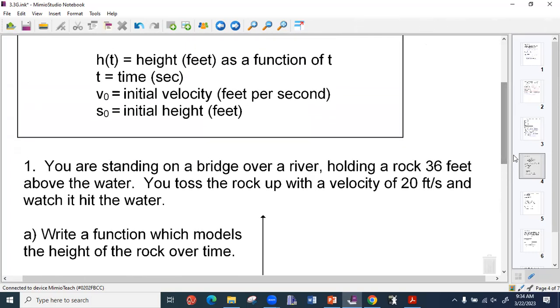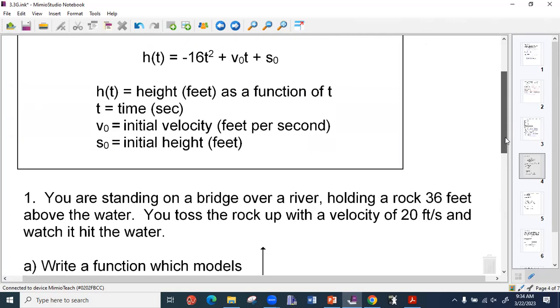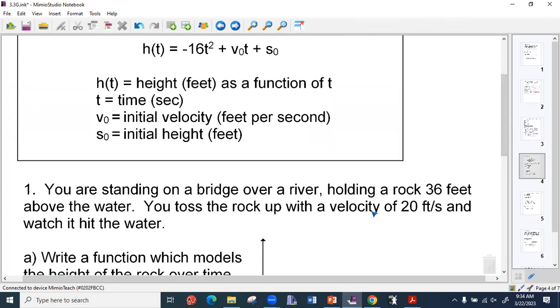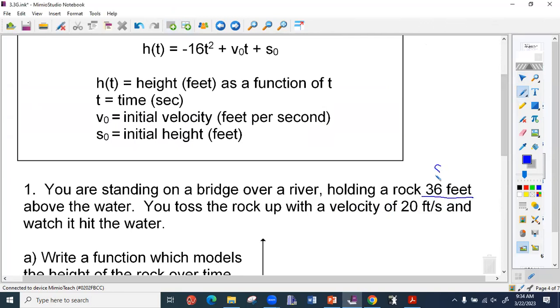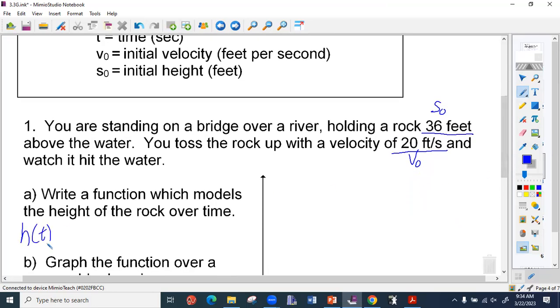Okay. So in the problem, it gives us everything we need, right? The 36 represents our what? Our initial height. So the 36 is our initial height. So this right here is our S sub 0. And the 20 feet per second is our what? Our initial velocity, our V sub 0. Agreed? So I'm going to plug these in where they go and create my function. So we have h of t equals negative 16t plus 20t plus 36.